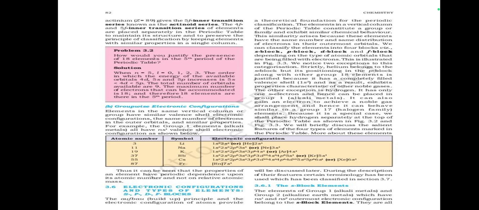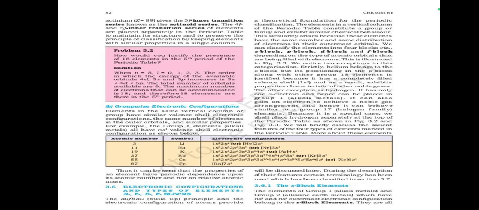The figure and 3.3. Now we will briefly discuss the salient features of the four types of elements marked in the periodic table. Thus, it can be seen that the properties of the elements have periodic dependence upon their atomic number and not on relative atomic mass. Certain terminology has been used which has been classified in section 3.7.